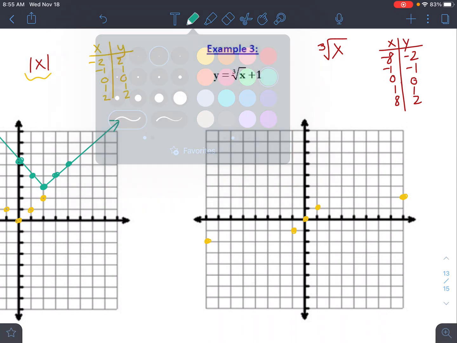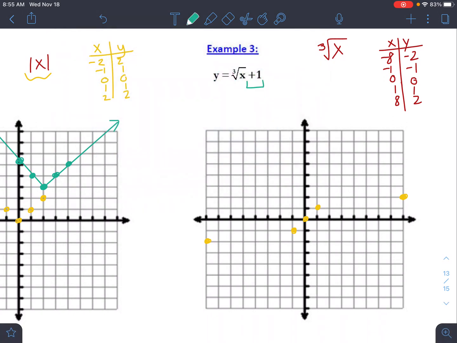Go back to your graph. I'm going to go with this green again. What's happening? It's on the outside. It's +1. I'm shifting up 1. So take every point, shift it up 1.